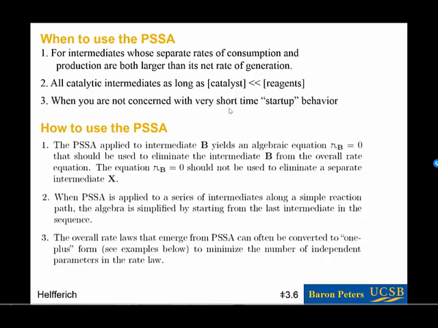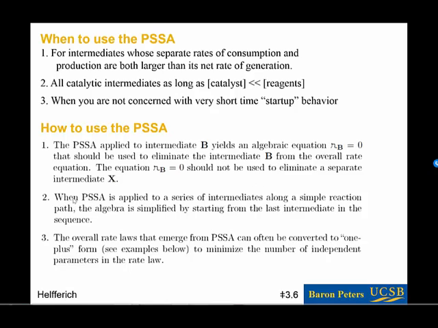So how to use the pseudo-steady state approximation? These are some guidelines that have been given in the excellent book by Frederick Helfrich. There are just three guidelines that are useful to keep in mind. If you use the pseudo-steady state approximation on a species B, you should use the equation that arises from that approximation to eliminate species B, not some other species for which you are not making a pseudo-steady state approximation. Doing the latter can lead to a disaster where you equate small numbers to each other, and they can be small to varying degrees, and this is not good for getting good results.